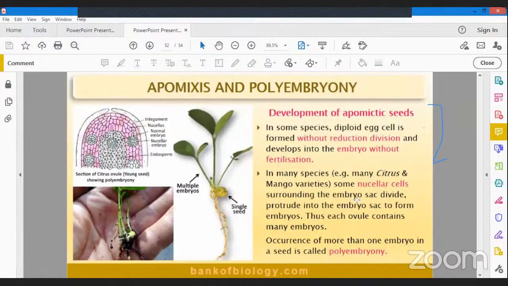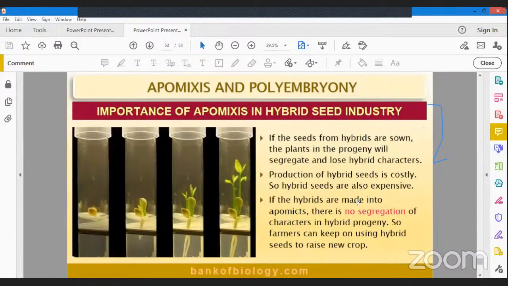Done. So now, the importance of apomixis in the hybrid seed industry. This is very important as a commercial aspect. If the seeds from hybrids are sown, the characters will segregate and the hybrid will lose its character. So by apomixis, it is very easy. The production of hybrid seeds is costly, so hybrid seeds are also expensive. If hybrids are made into apomictics, then there is no segregation of characters in the progeny, and the farmers can keep using the hybrid seeds to raise new crops.